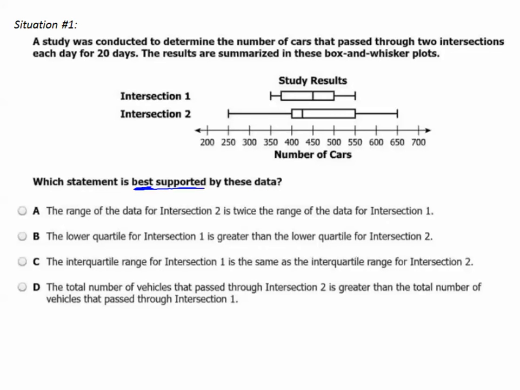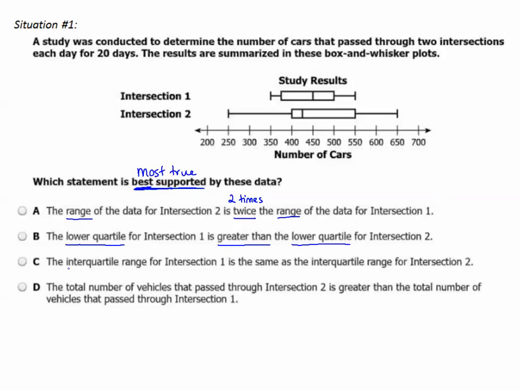So we know best supported means most true or true. A. The range of the data for intersection 2 is twice. Remember, that means 2 times as much. The range of the data for intersection 1. B. The lower quartile for intersection 1 is greater than the lower quartile for intersection 2.